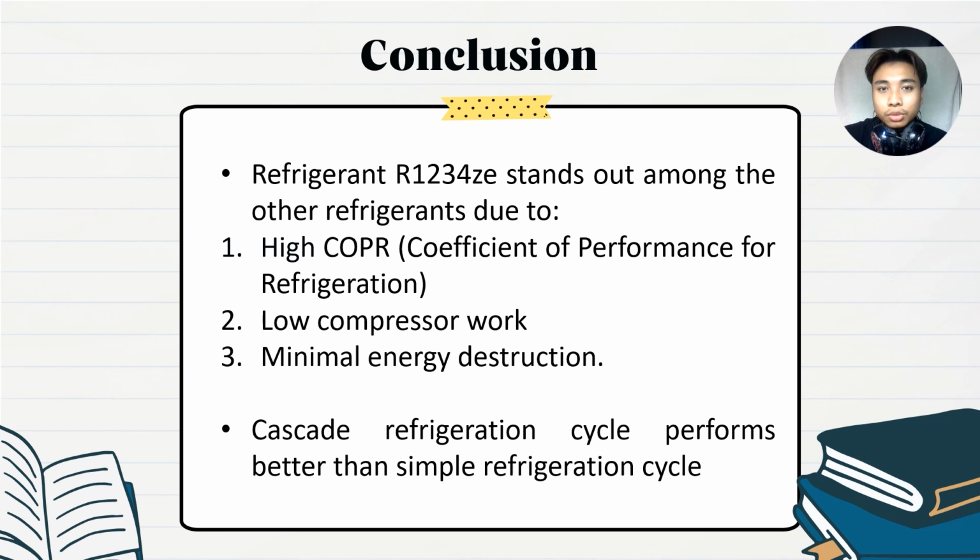This study also shows that the cascade refrigeration cycle performs better than the simple refrigeration cycle. This advanced cycle configuration achieves superior efficiency and effectiveness, particularly in applications requiring lower temperatures. In summary, selecting refrigerant R1234ZE and implementing cascade refrigeration cycles can significantly improve the performance and efficiency of refrigeration system.